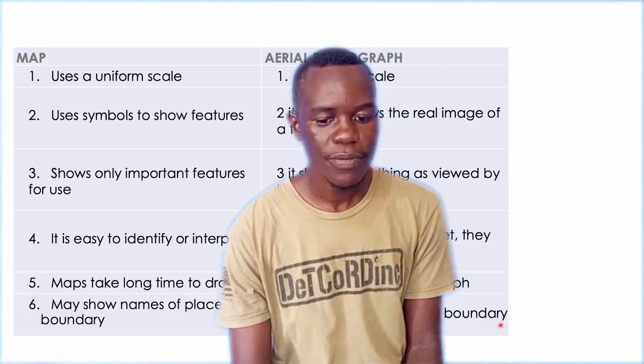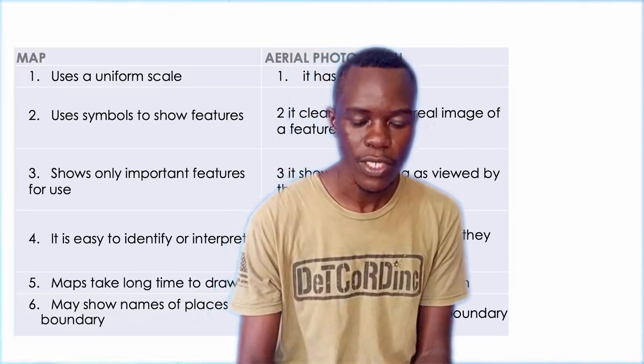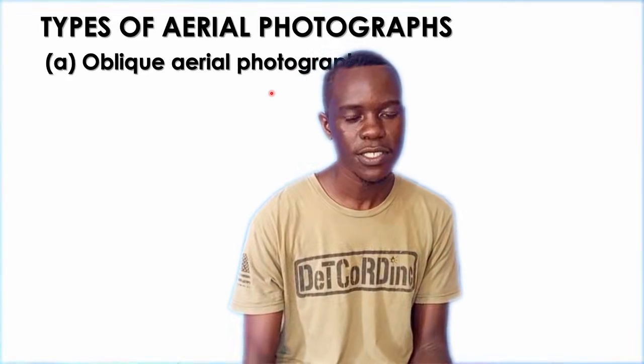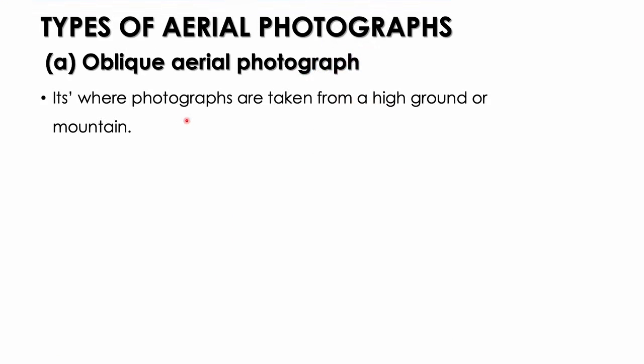So let's proceed by looking at the types of aerial photographs. The first type of aerial photographs is oblique aerial photographs. So the question is, what is an oblique aerial photograph? An oblique aerial photograph is where photographs are taken from a high ground or mountain.